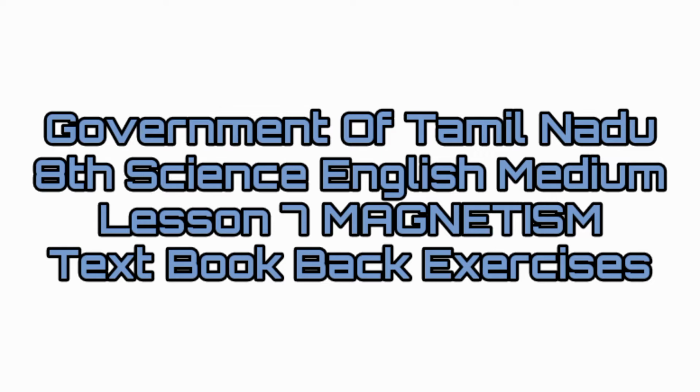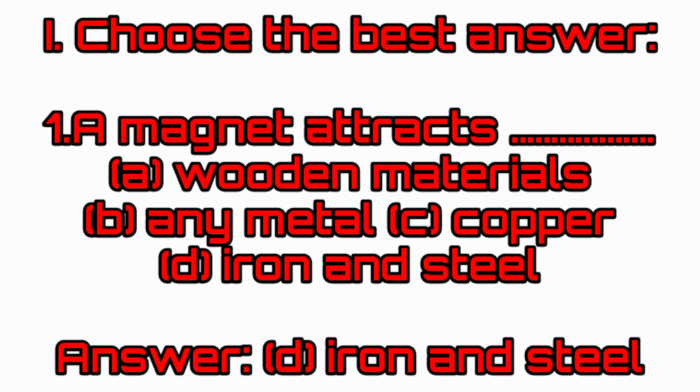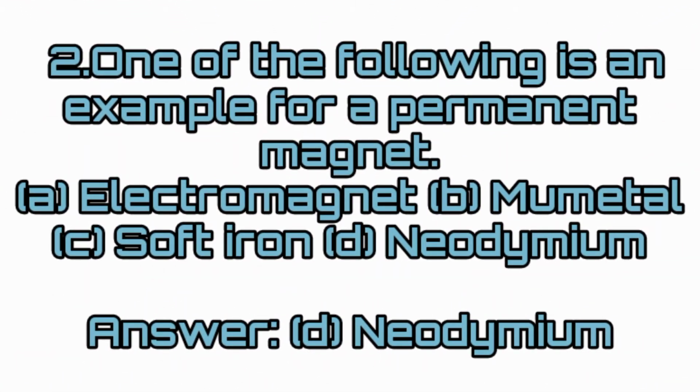8th Standard Science English Medium. Lesson number 7, Magnetism. Textbook exercises. Choose the best answer. A magnet attracts. Answer option D, iron and steel. One of the following is an example for a permanent magnet. Answer option D, neodymium.